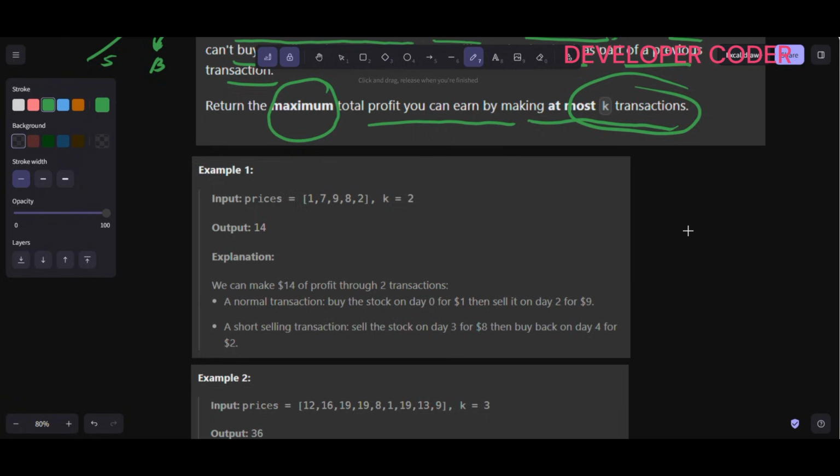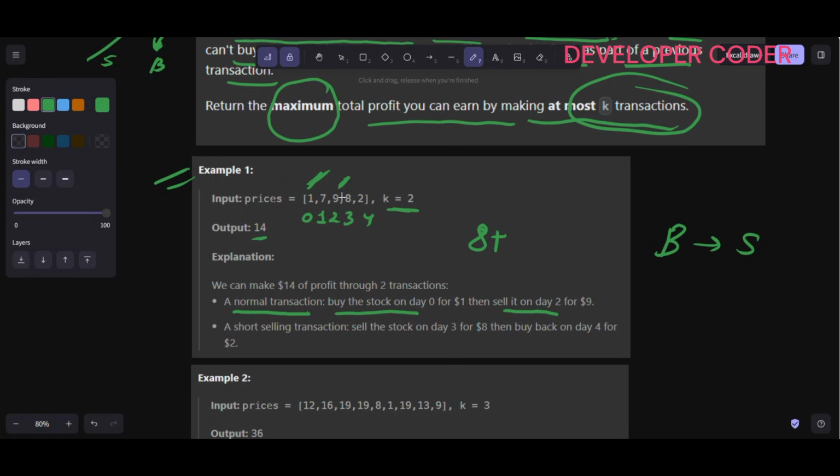So here if you see example number 1, total 2 transactions we can do. In this example the output is 14. How are we going to get 14 here? If I just give the indices 0 1 2 3 4, it is saying a normal transaction. Normal transaction means buy and then sell. So buy the stock on day 0 for $1 and then sell it on day 2 here. So 9 minus 1, profit is 8.